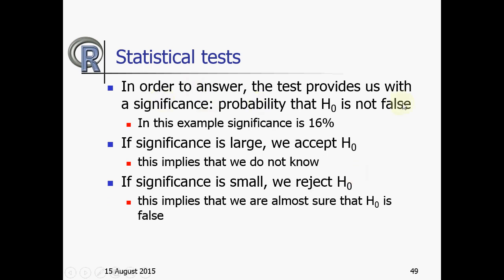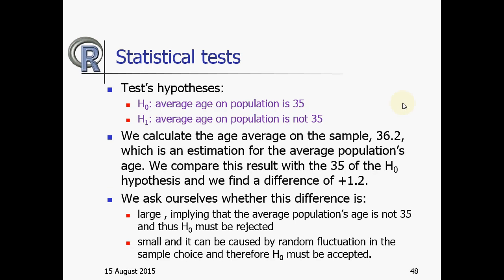Significance, the probability that H0 is not false. With a high significance, it means that we have been unlucky, and so the average age may be 35. With a low significance, it means that we have not been unlucky. The difference is 1.5 because the average age in the population is not 35. So in statistics, we have this significance which measures how unlucky we have been.